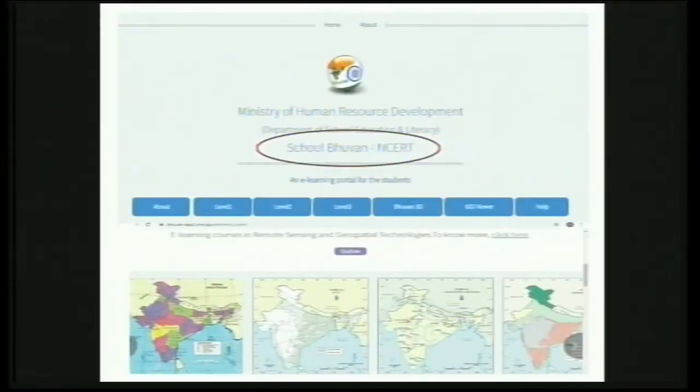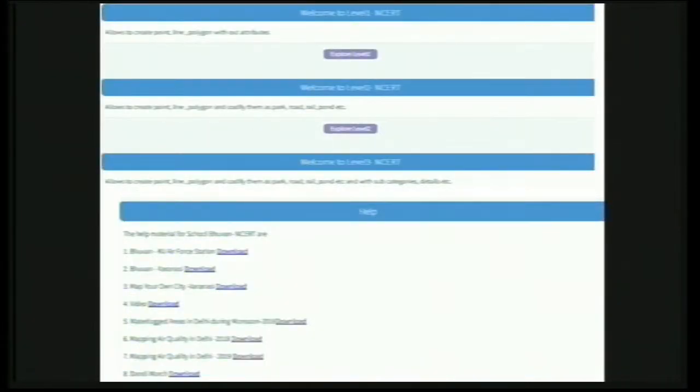The next slide. So with the help of GPS, this app-based service, you can explain the importance of latitude and longitude. When you open this School Bhuvan NCERT portal, this is the home page of the portal. There are several thematic maps on this portal. The next slide. And help materials are also available here.